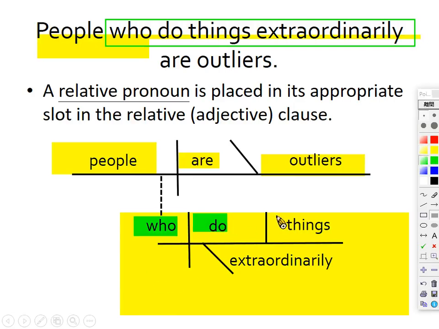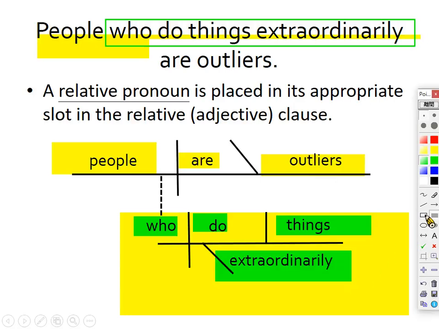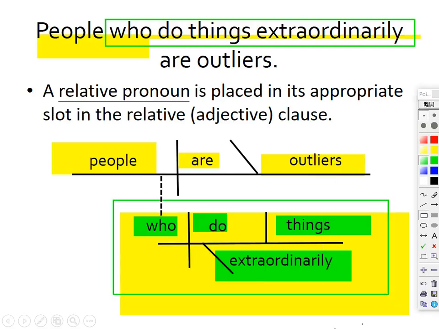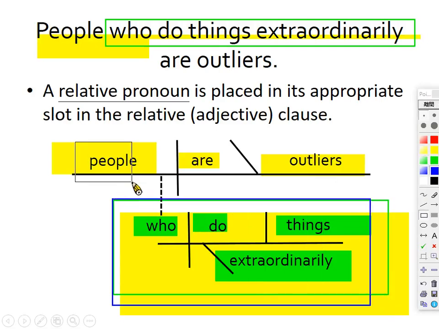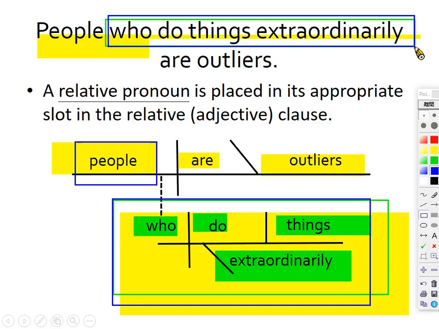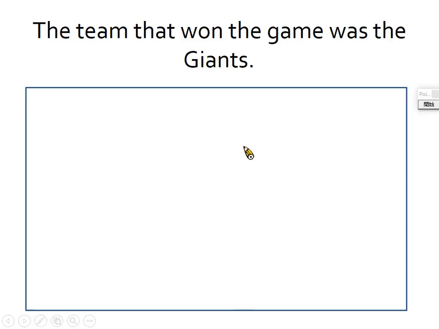And who do things. And how did they do it? They do it extraordinarily. Is that right? So they're still the same. But overall, this part is an adjective clause used to modify people. That's it. What kind of people? Is that right? So what kind of people? Who do things extraordinarily? People. Okay, so we have the time for the last drawing.